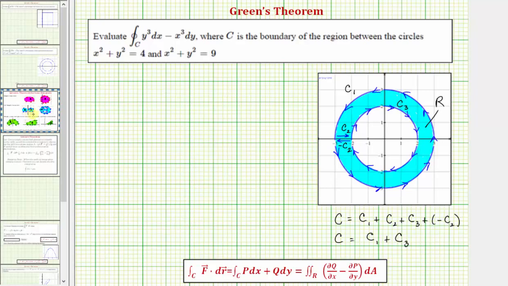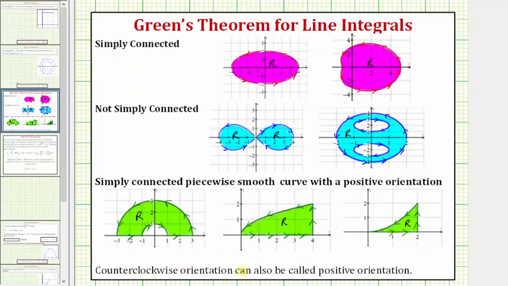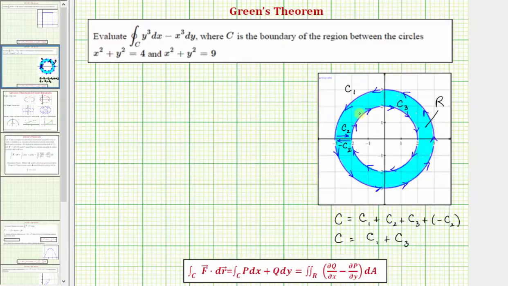Remember earlier we discussed how Green's theorem states the curve C must be simply connected and piecewise smooth with a positive orientation, and here were three examples that we looked at. And we said this region here, which looks somewhat like our region, is not simply connected, and therefore it might seem Green's theorem does not apply. But it still does, and let's see why. If we can trace out this region with a piecewise smooth curve with a positive orientation, meaning the region R is always on the left side of the curve, then Green's theorem would apply.